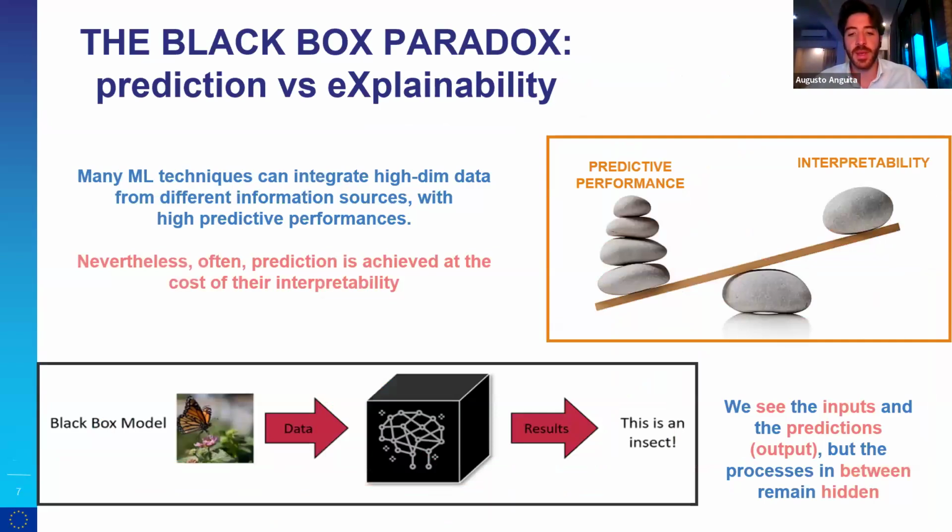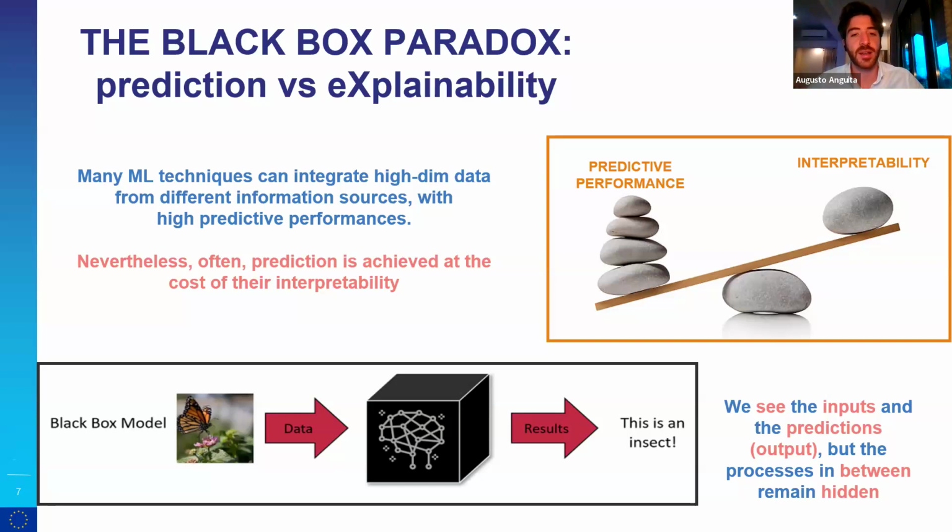And unfortunately, this kind of explicability is not a property that we find in the most powerful predictive machine learning methods. There is a trade-off between predictive performance and interpretability, giving rise to what is known as the black box paradox.